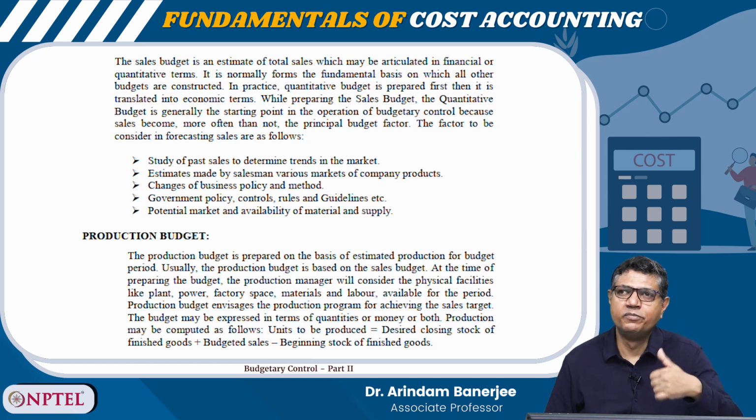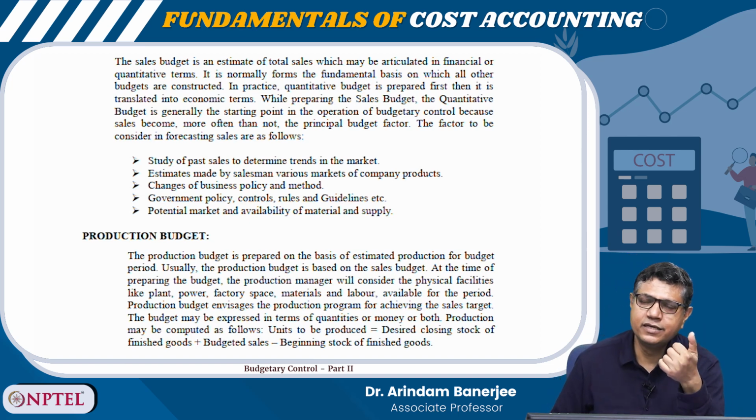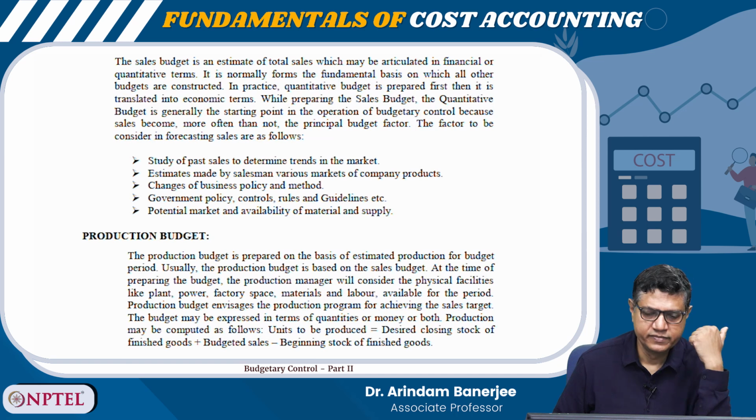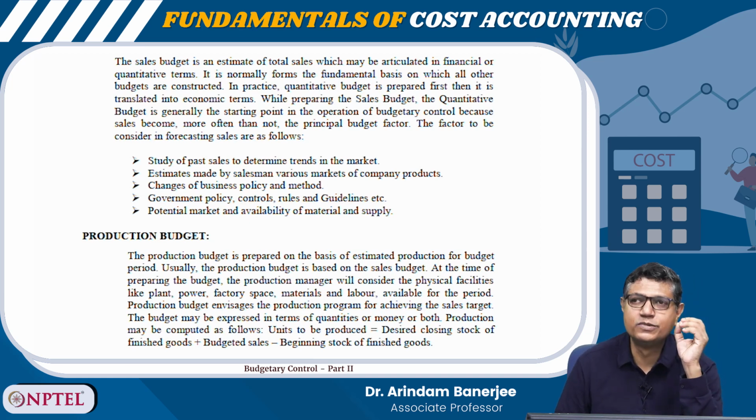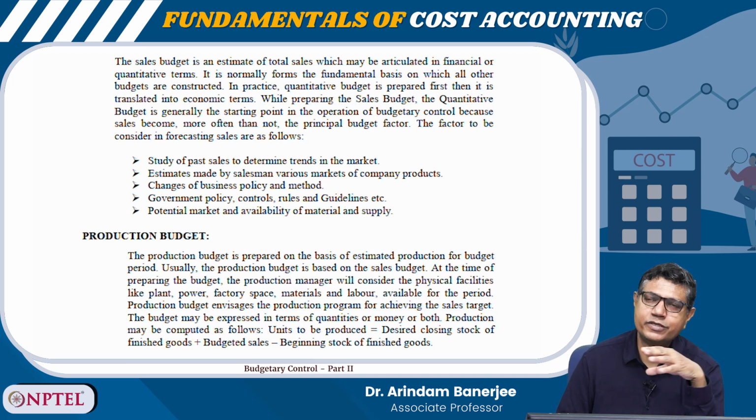The first thing asked of the sales team is, okay, next year, how much sales are you expecting, right? Give us a figure. Now, in practice, the quantitative budget is prepared first, then it is translated into economic terms. The quantitative budget is generally the starting point in the operation of budgetary control, because sales more often than not is the principal budget factor. So everything starts from sales, right? Whatever I am producing, I am doing it for selling it. So the sales budget is the starting point.